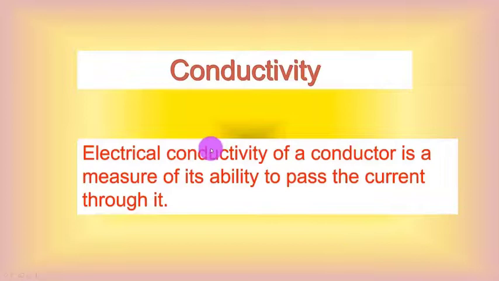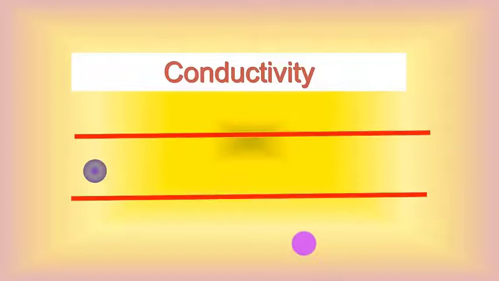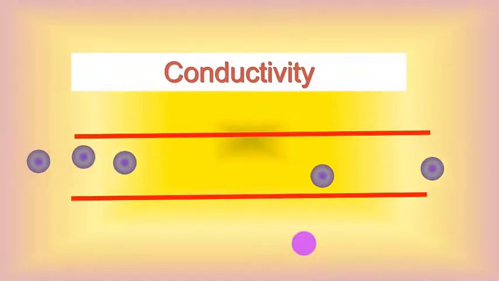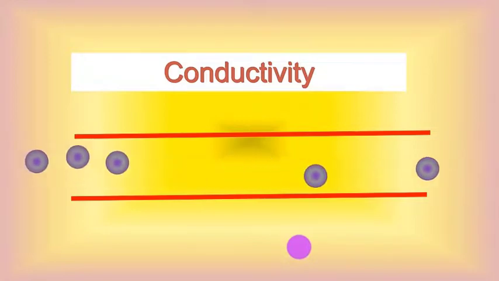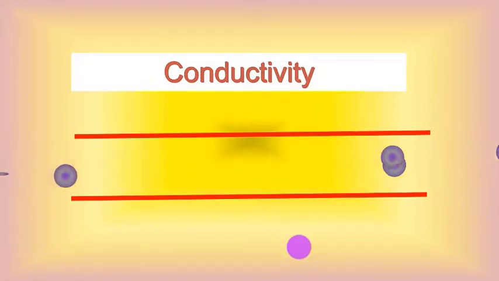Conductivity can be defined in alternative terms as follows. Electrical conductivity of a conductor is a measure of its ability to pass the current through it. You can easily understand this concept with the following example. Look at the conductor here. The electrons are moving freely inside the conductor. This conductor provides only less resistance to the flow of the electric current, and the electrons are moving freely through the conductor.